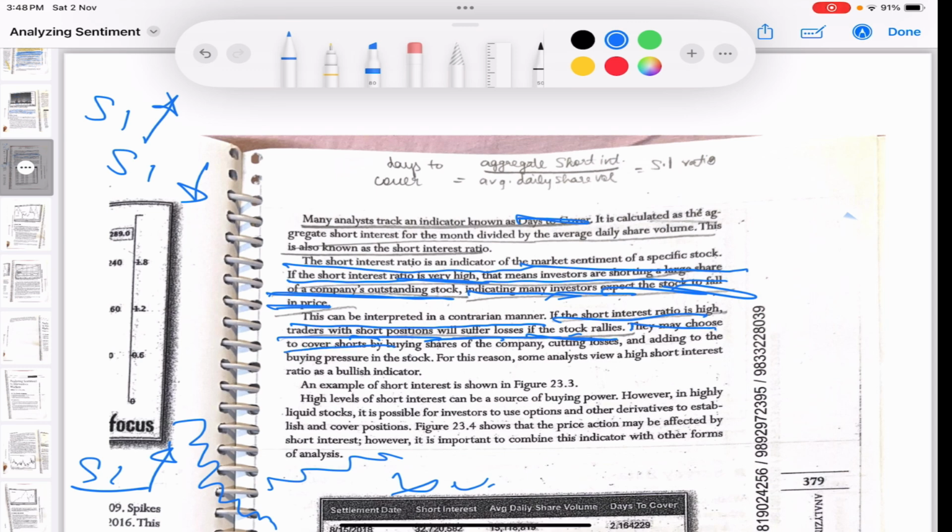They may choose to cover shorts by buying shares of the company, cutting losses, and adding to buying pressure in the stock. For this reason, some analysts view a very high short interest as a bullish indicator.